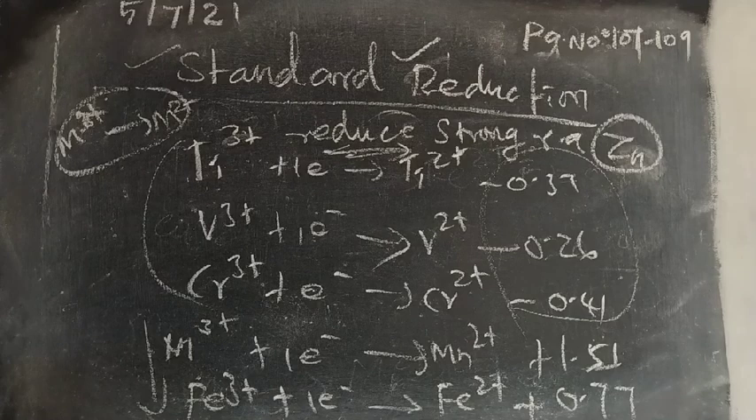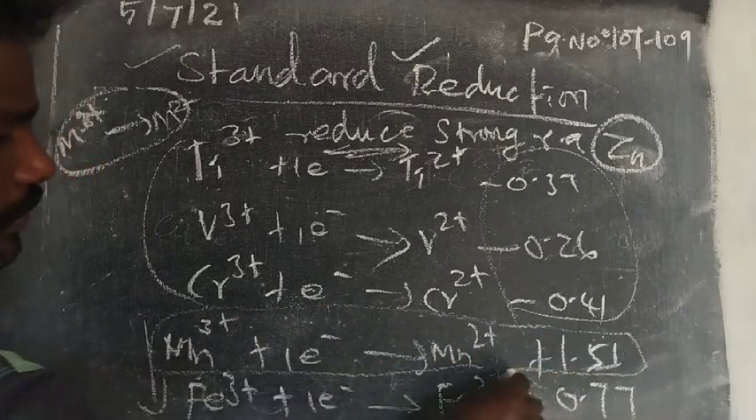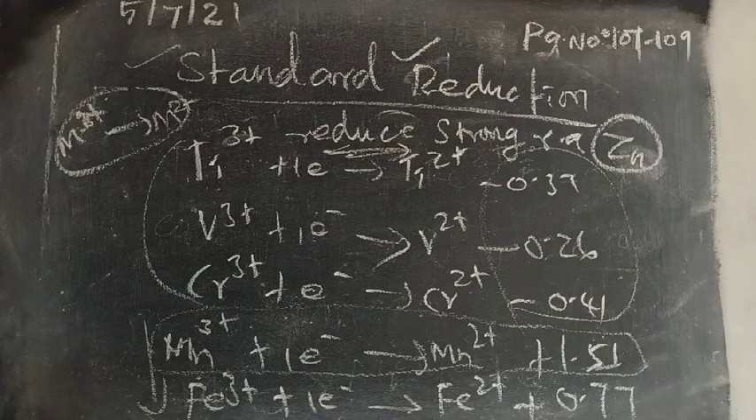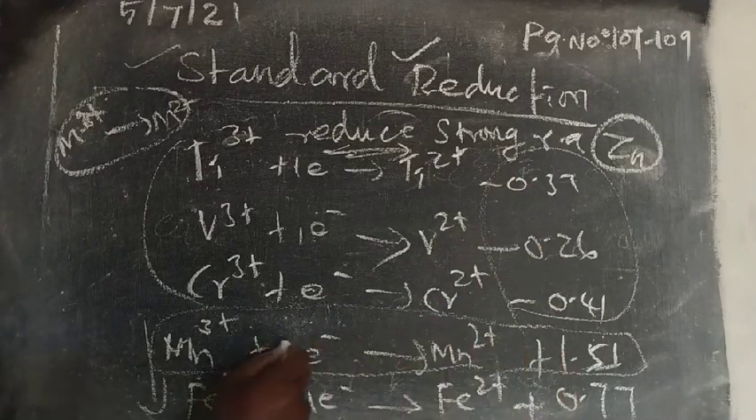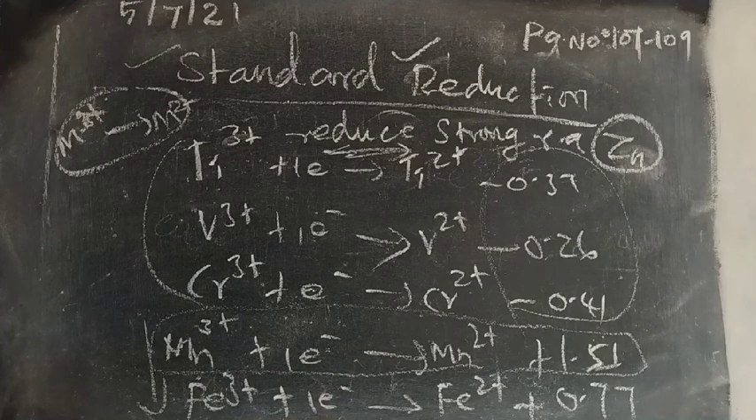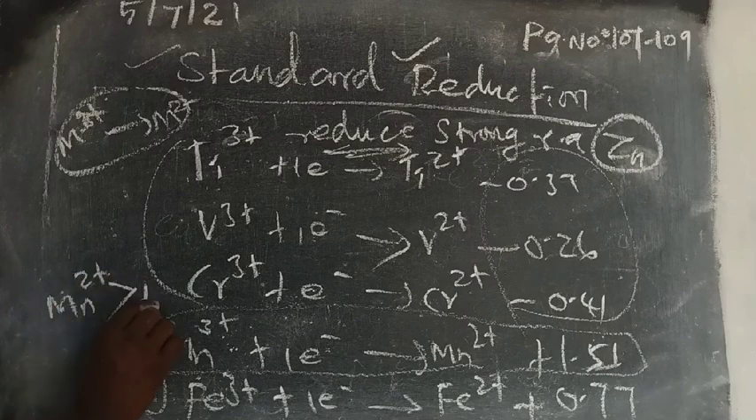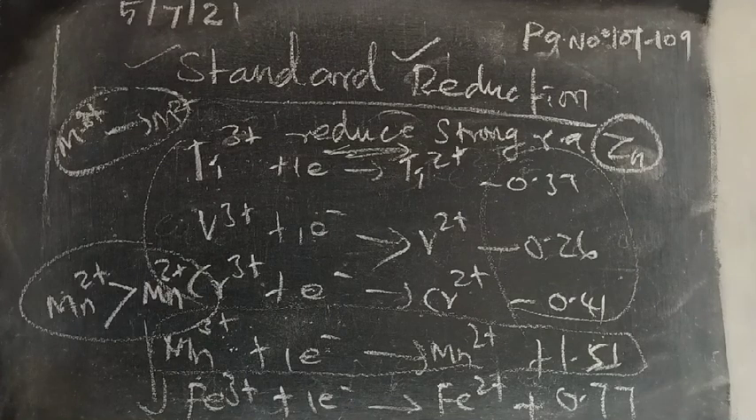Then we will discuss manganese. See, Mn: here we have the highest positive value. All the others have negative values, or positive values but low. But manganese alone has a high positive reduction potential value, which indicates Mn2+ is more stable than Mn3+. From that we can understand Mn2+ is more stable than Mn3+. Due to this reason, this reaction has a high reduction potential value.